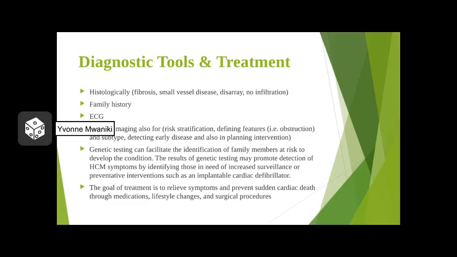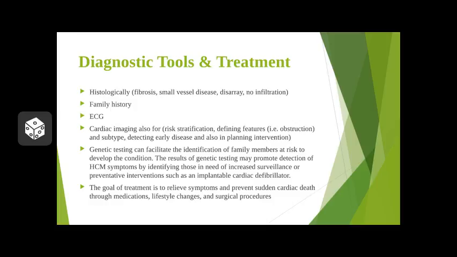Diagnostic tools and treatment. Most of the tools used to diagnose hypertrophic cardiomyopathy are histological, like the fibrosis, the small vessel disease, disarray, and no infiltration. Family history is very important, especially when it comes to the genetics aspect. Echocardiogram and cardiac imaging can also be used for risk stratification, defining features such as obstruction and subtype, detecting early disease, and planning intervention.